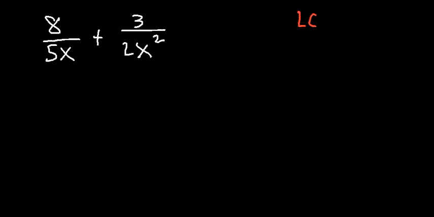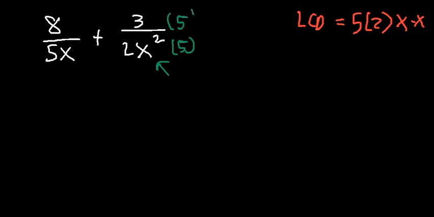Let's try this one. 8 divided by 5x plus 3 divided by 2x squared. So we don't have common denominators, but we need to get it. So the least common denominator, we need a 5, we need a 2, and we need at least two x variables. In this fraction, we have the 2, we have the two x variables. All we're missing is the 5. So we're going to multiply top and bottom by 5. For the other fraction, we have a 5 and an x. So we're missing a 2 and an x. So we're going to multiply top and bottom by 2x.